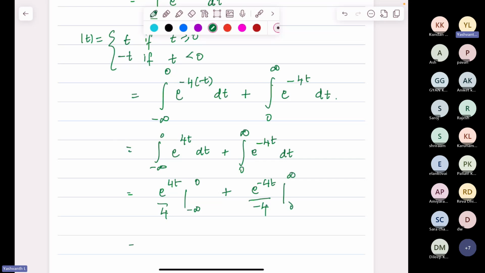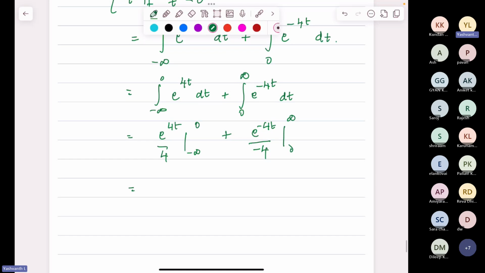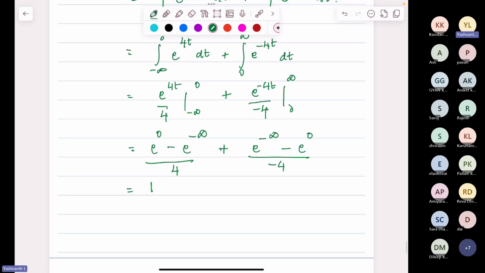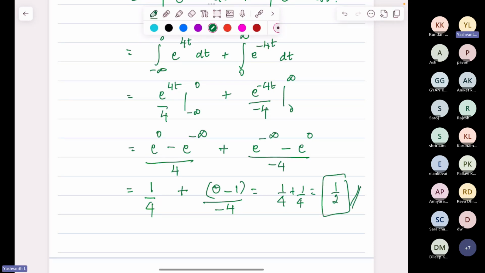This is nothing but e power 0 minus e power minus infinity, divided by 4, plus e power minus infinity minus e power 0, divided by minus 4. E power 0 is 1, e power minus infinity is 0, so it's 1 by 4 plus 0 minus 1 by minus 4, which is nothing but 1 by 4 plus 1 by 4 equal to 1 by 2. So energy is equal to half.